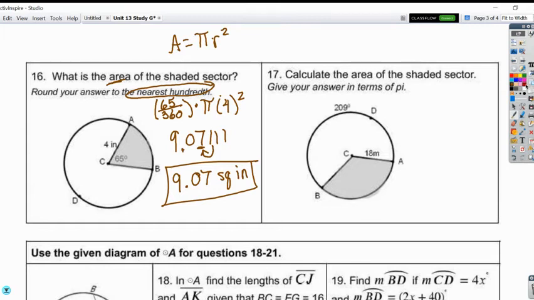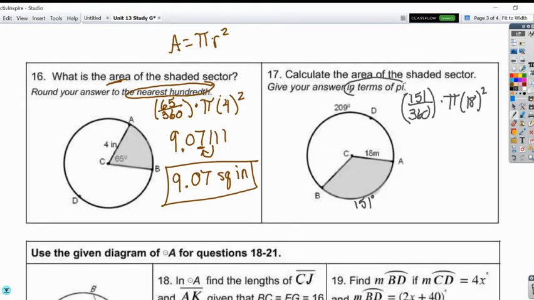17 then gives us another image to work with here. And so how many degrees are in the shaded section? Well, 360 for my whole circle, and I know 209 is taken up, so that leaves me with 151 degrees for that arc AB. So the degrees that I'm talking about is 151 out of 360 for the fraction that we are eating, times pi r squared. So this is times pi 18 squared.